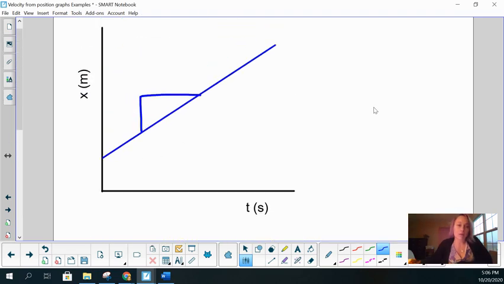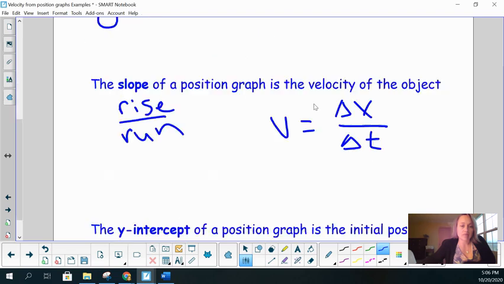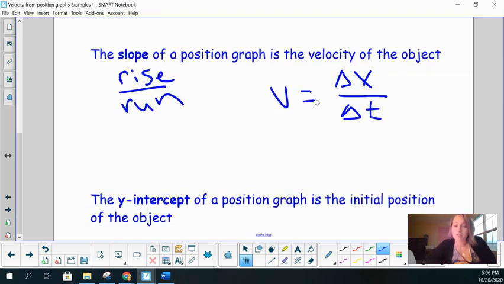So the other important feature of a position graph is the y-intercept. And the y-intercept is going to tell us that at time 0, what is the object's position? So let's write that down. The y-intercept of a position graph is the initial position of the object, also known as the position at time is equal to 0 seconds.